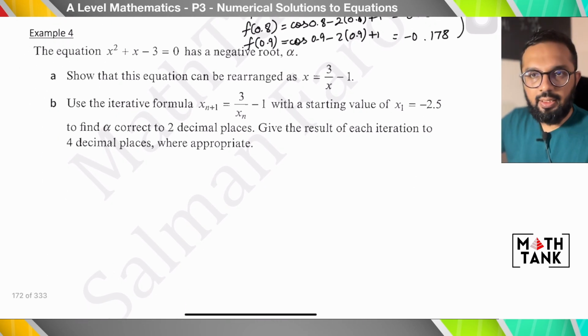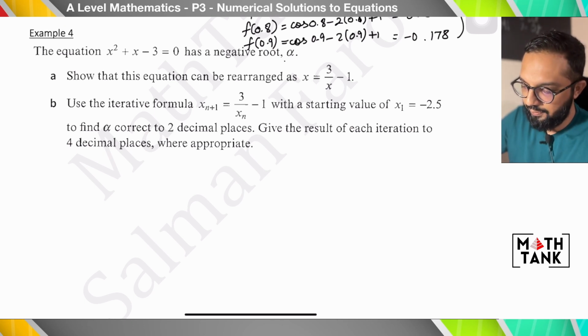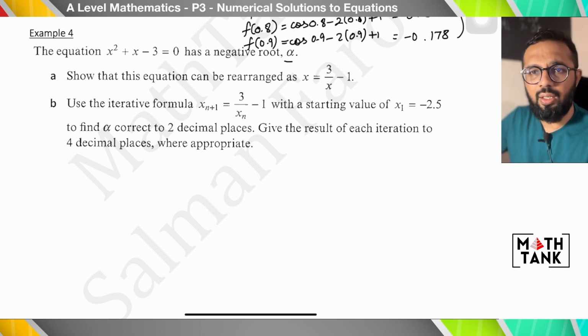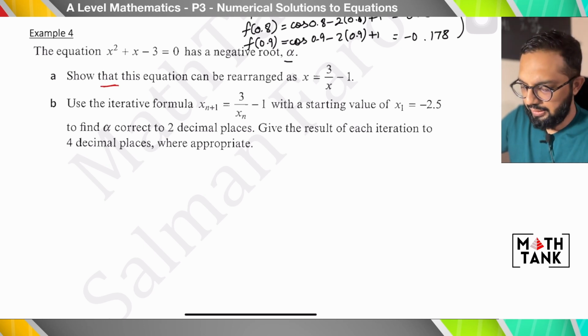Now let's look at example number 4. It says the equation has a negative root alpha. Although this is a quadratic equation, and I know how to solve a quadratic equation, I can either use factorization or the quadratic formula and come up with that. But this question is to show you how iteration works. So we are going to do this question. It says show that this equation can be rearranged as x equals 3 over x minus 1. Okay, I think that's pretty simple.